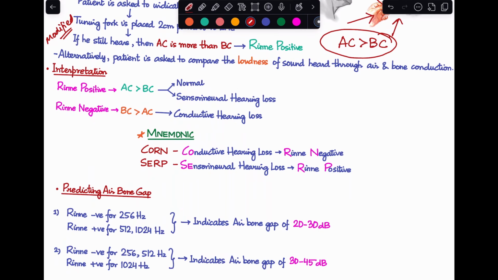Firstly, we learned that air conduction is more than bone conduction. When this finding is found, this is known as Rinne positive.